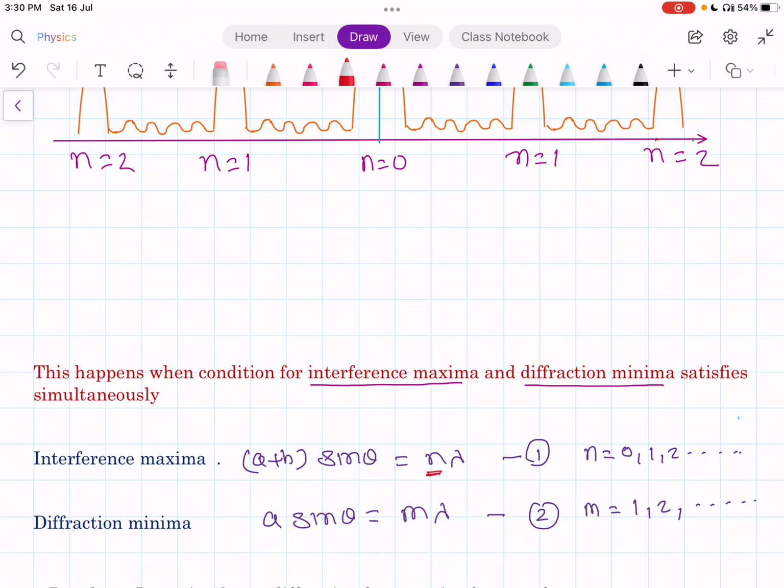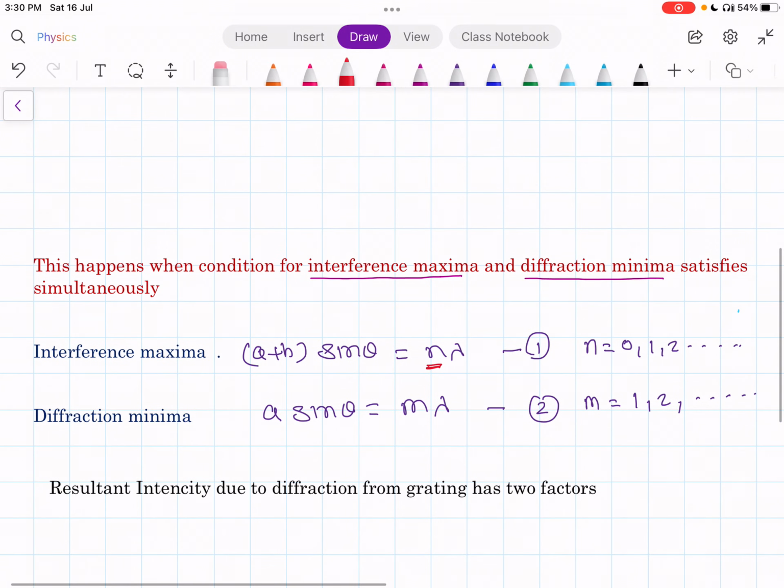We studied the diffraction from the grating. We got the resultant intensity due to diffraction from the grating, and we know that it has two factors. One is the interference factor and another one is the diffraction factor. The one is Im square sine square alpha upon alpha square. This is due to diffraction from a single slit. So this is the diffraction factor.